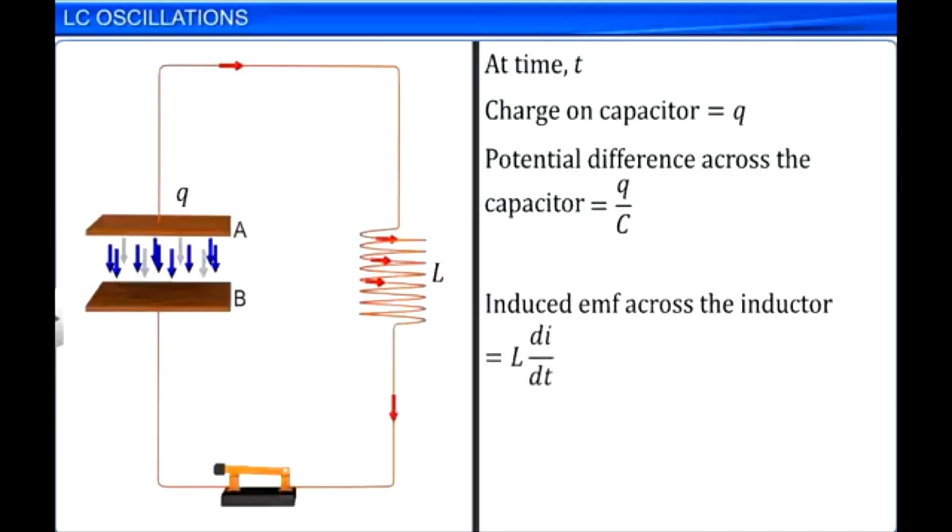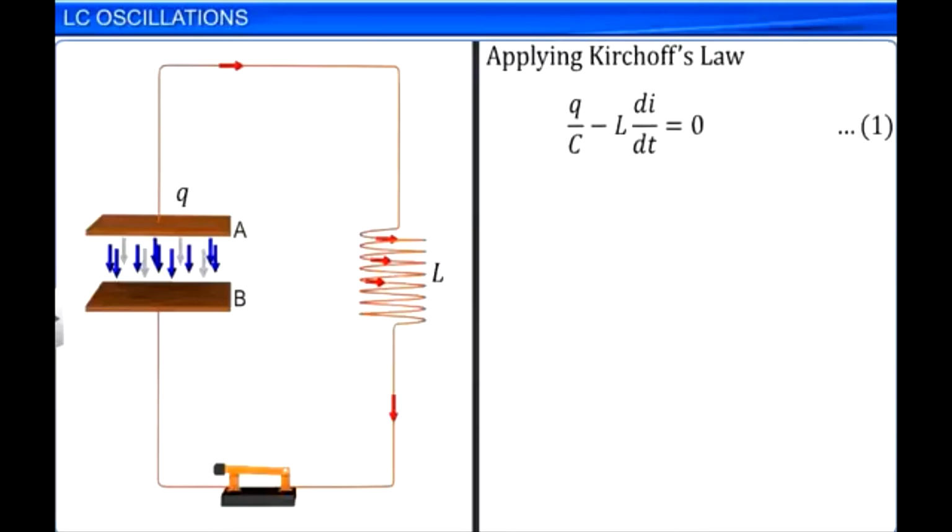By applying Kirchhoff's law for the circuit, we get Q by C minus L di by dt is equal to 0. Let this be equation 1. As the charge Q on the capacitor decreases, the current in the circuit dQ by dt becomes negative.